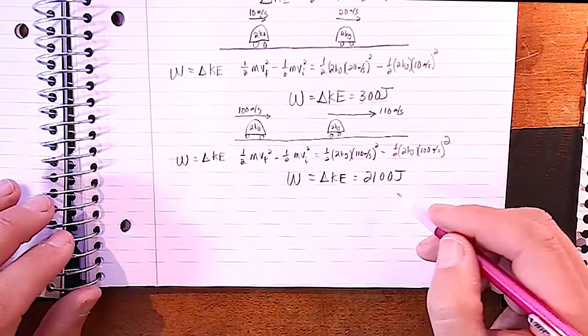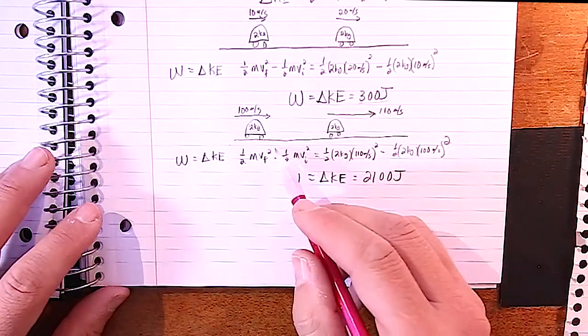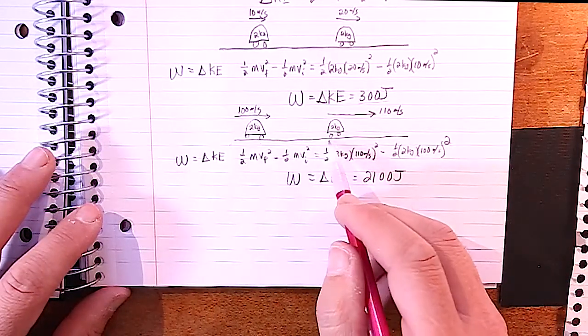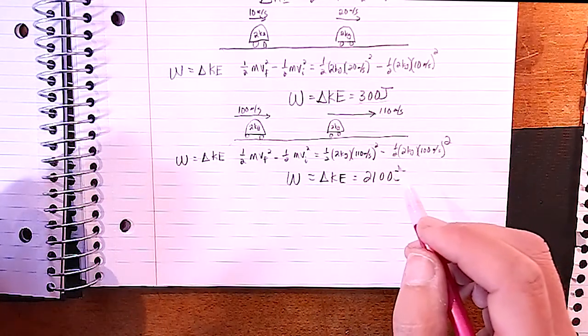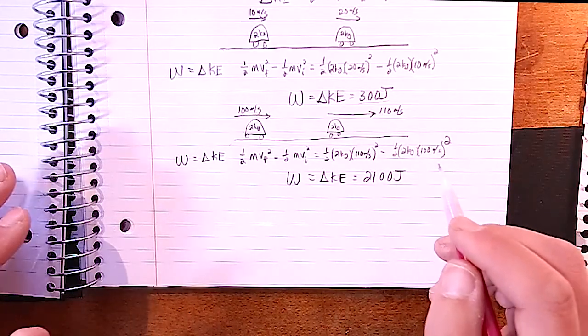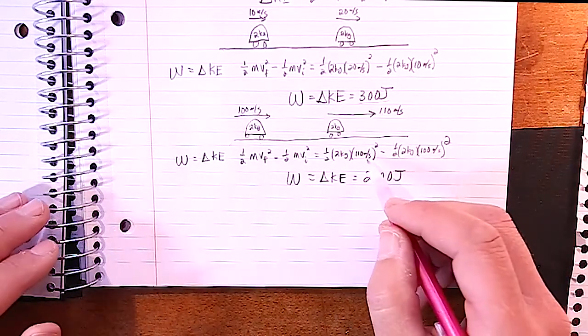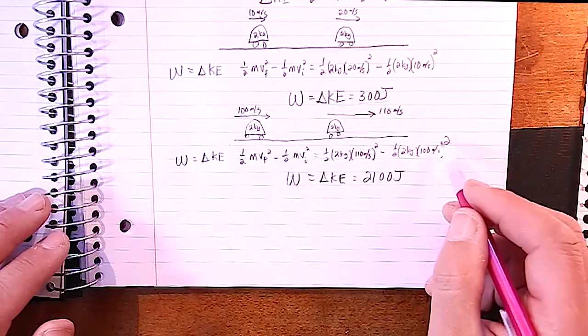Well, why did it take more work to speed something up 10 meters per second in the one case, but not as much work to speed it up 10 meters per second in the other case? And the reason is this. First of all, you can see it's because of this squared sign here, right? That's going to change things.